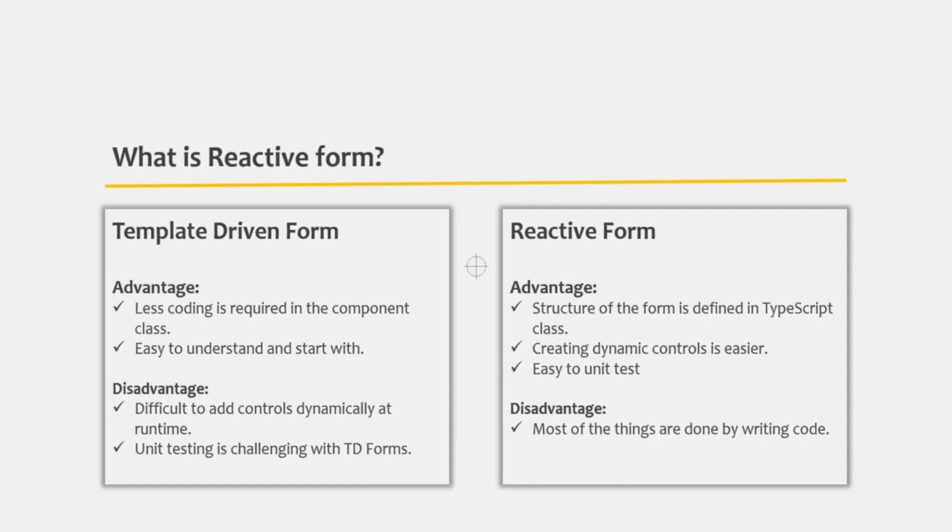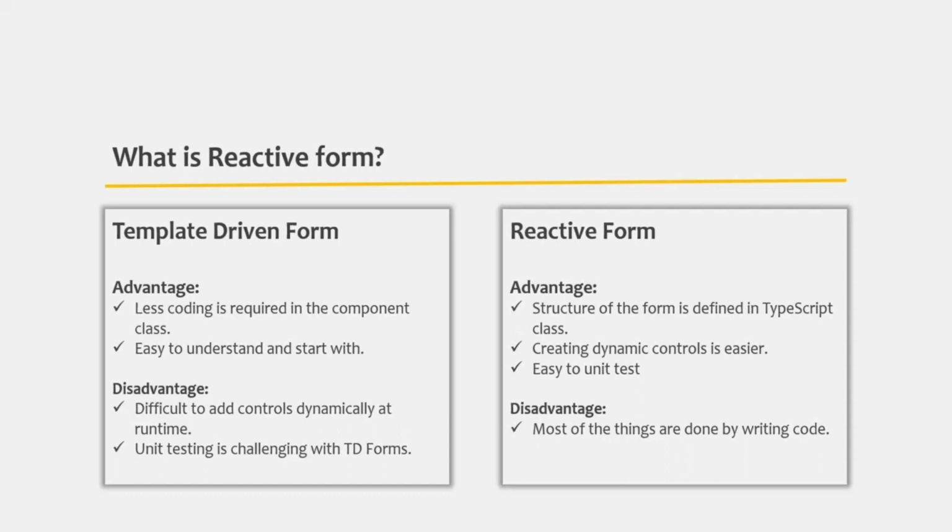So the difference between a template driven form and a reactive form is that in a template driven form, we do most of the things in the view template itself. But in a reactive form, we create the form group and form control in the component class, and then we somehow synchronize it with the HTML form which we have defined in the view template.